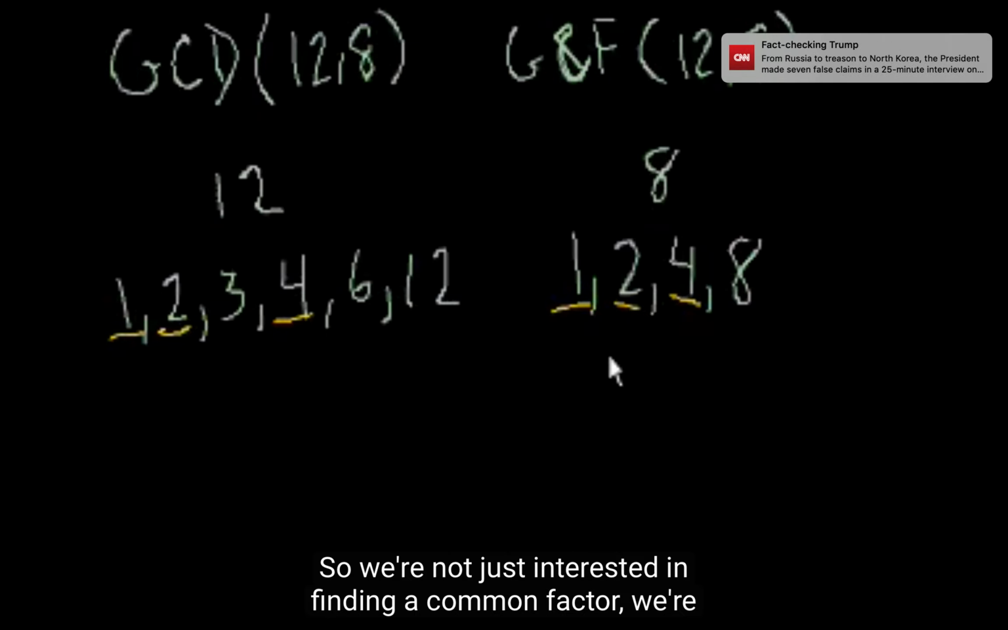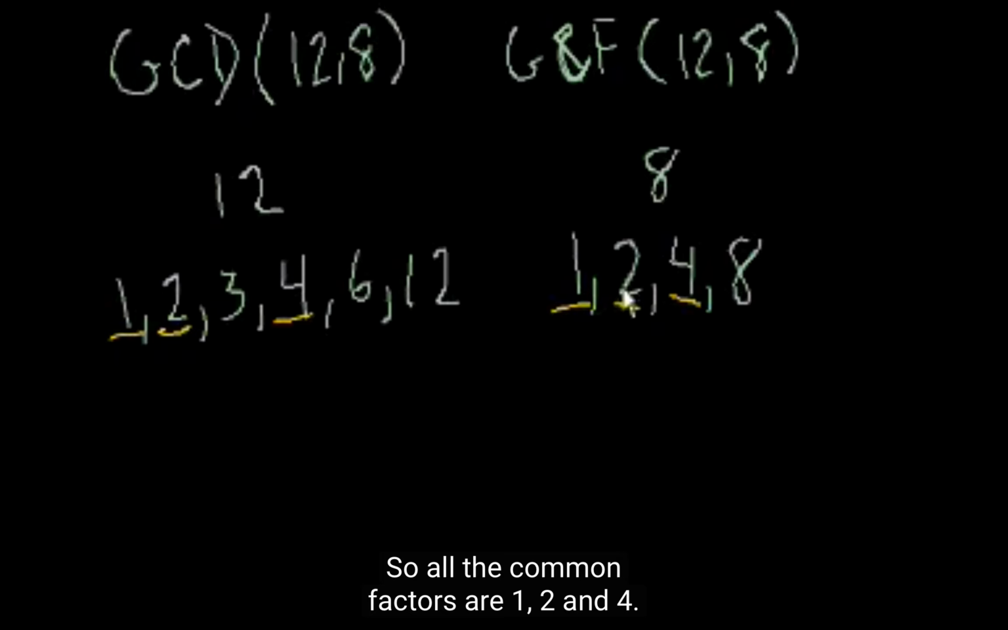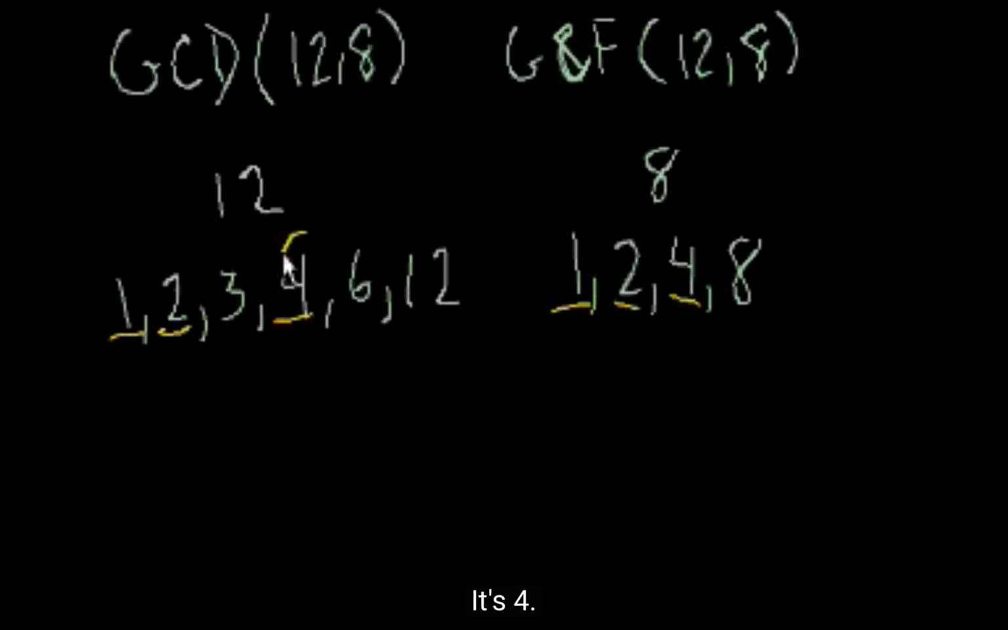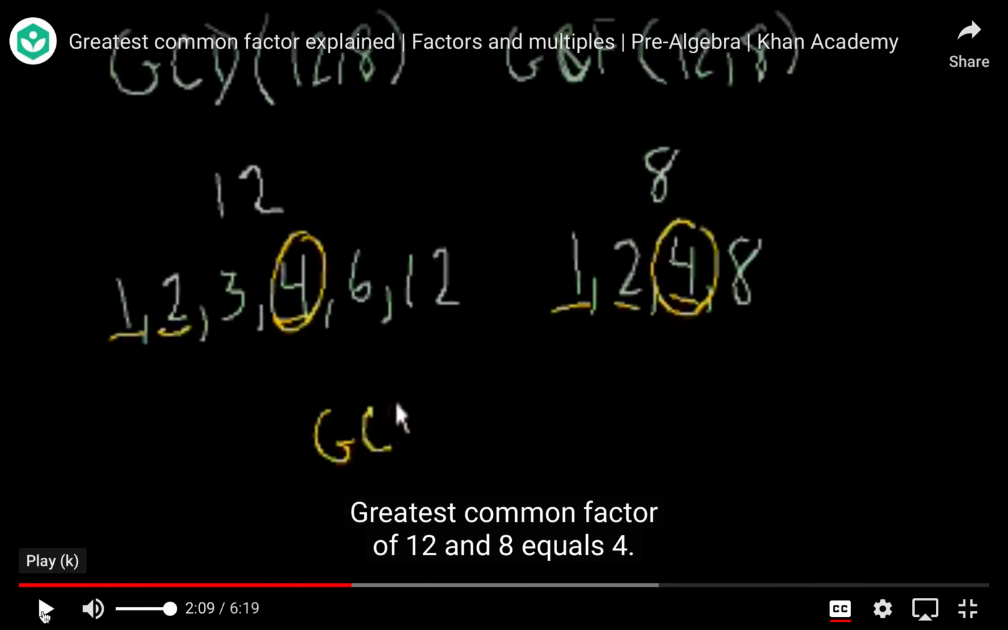So we're not just interested in finding a common factor, we're interested in finding the greatest common factor. So all the common factors are 1, 2, and 4, and what's the greatest of them? Well, that's pretty easy, it's 4. So the greatest common factor of 12 and 8 is 4. Let me write that down just for emphasis. Greatest common.